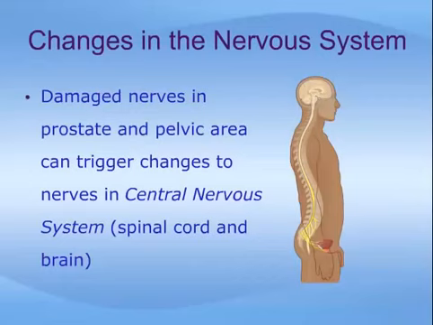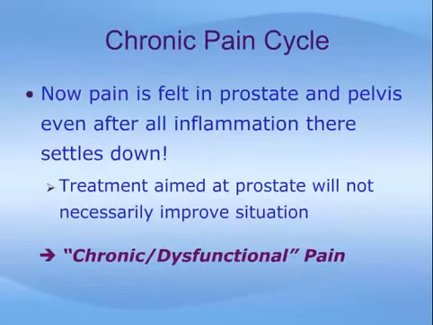This occurs when the problem moves from just the prostate and pelvic area to nerves in the central nervous system, in other words, the spinal cord and brain. Now, once these central nerves have been altered, pain will be felt in the prostate and pelvis even after all the inflammation there settles down. Because of this, treatment aimed at the prostate will not necessarily improve the situation. What we have now is a state called chronic or dysfunctional pain.